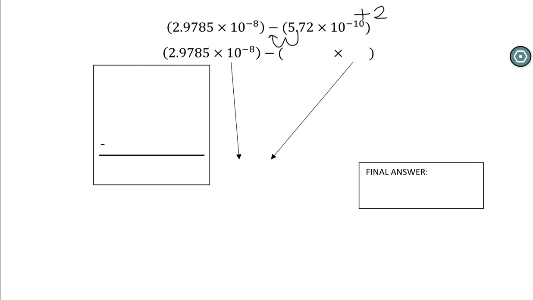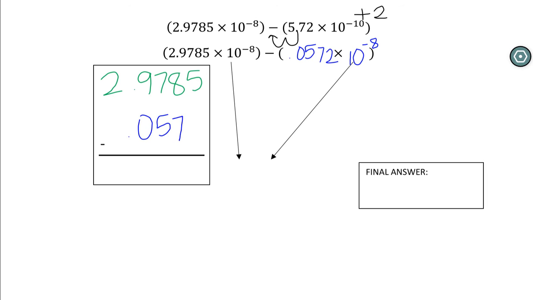Okay? So you're going to be left with 0.0572. Sorry, it's not reading my stylus. 0.0572. There we go. And then times 10 to the power of negative 8. Alright. Now that we have the same powers, we can go ahead and subtract these. So 2.9785 minus 0.0572.